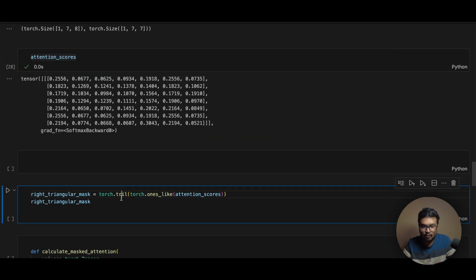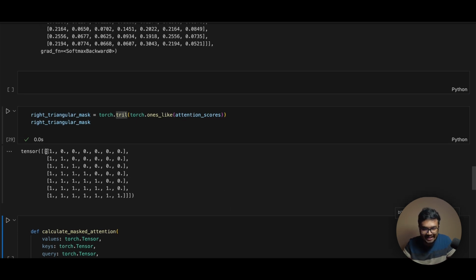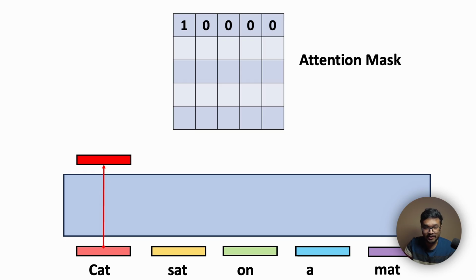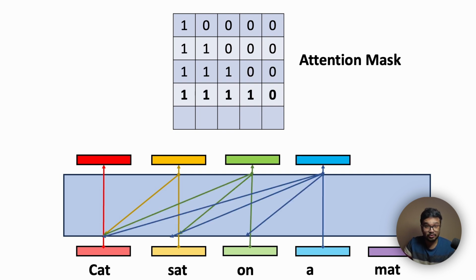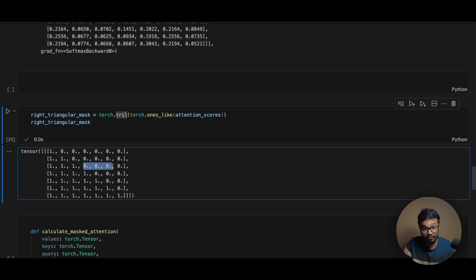Well, here's a trick. We will use a right triangular matrix. A right triangular matrix basically looks like this. You have a bunch of ones on this side of the diagonal, and on the other side of the diagonal, everything is 0. What that basically means is that this is a mask that tells every token which other token you can provide attention to, and which tokens are out of your bounds. So for the first row, you only have the first token as 1, meaning that in this position, you can only provide attention to the first input. And similarly for the third one, you can't provide attention to anything from 4, 5, 6, or 7.